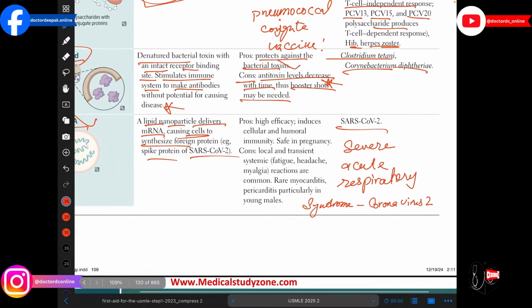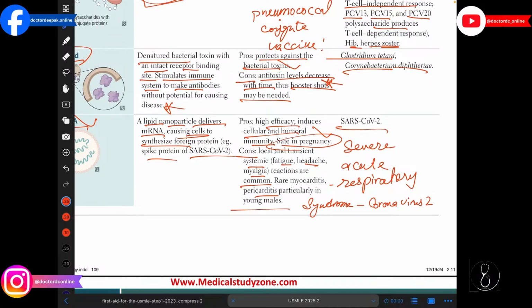And what has happened? There is high efficacy, they induce cellular and humoral antibodies, and they are safe in pregnancy. Adverse effects: local and transient systemic reactions like fatigue, headache, and malaise are common. And they have rare myocarditis and pericarditis, particularly in young males.